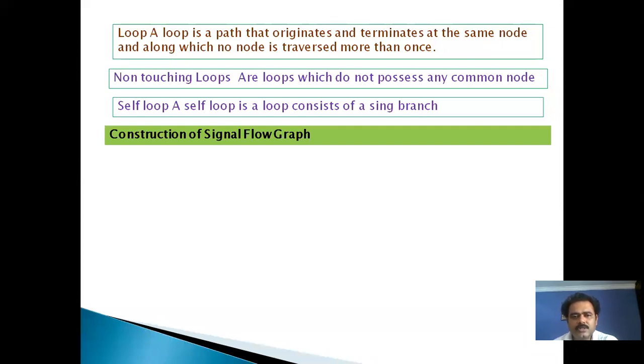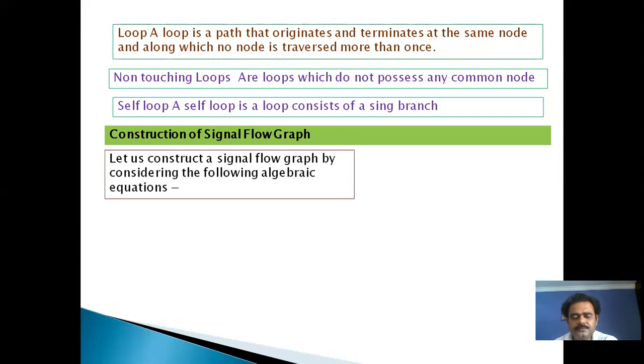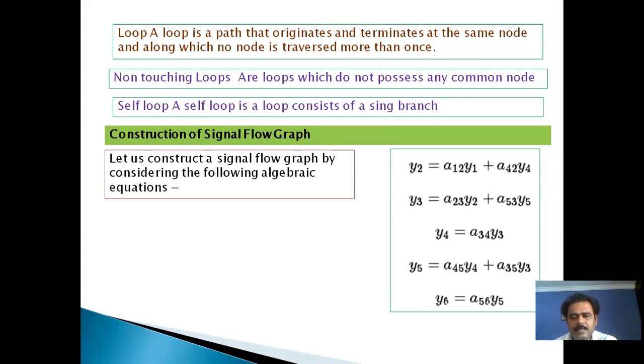Now how to construct a signal flow graph, that we have seen from the mathematical model. So first we have to write the given mathematical equations in cause and effect form. Based on the equations, using the individual equations, we can draw an individual signal flow graph. Later we can combine all these 5 equations to get the overall signal flow graph for the entire system.